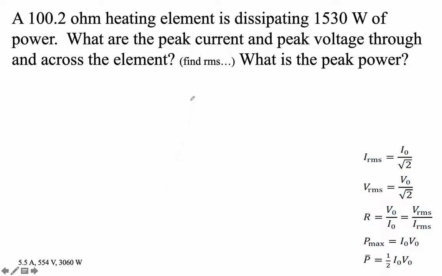A 100.2 ohm heating element is dissipating 1,530 watts of power. So this is, by the way, RMS power, right? What are the peak current and peak voltage through it and across the element? Find RMS. What is the peak power?